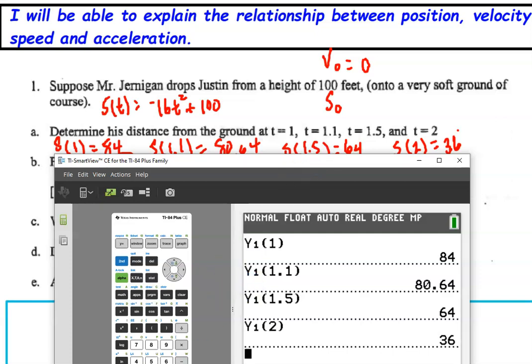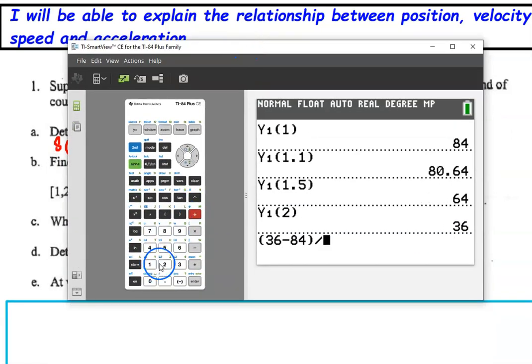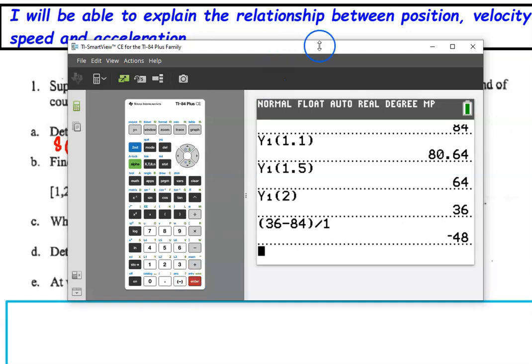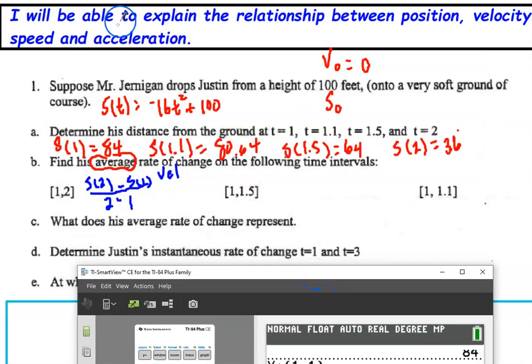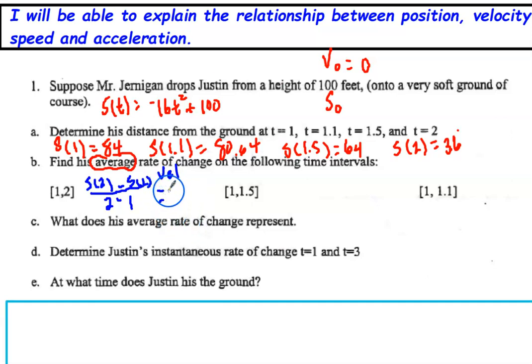So we have 36. Let's put that in parentheses. 36 minus 84, close parenthesis, divided by 2 minus 1. Well, we don't really have to do that, but that's what we wrote. So on average, Justin is moving downward because I see a negative. He's moving at a speed of 48 feet per second. His velocity is negative 48 feet per second, meaning he's going downward, but his speed, how fast he's moving, is 48 feet per second.